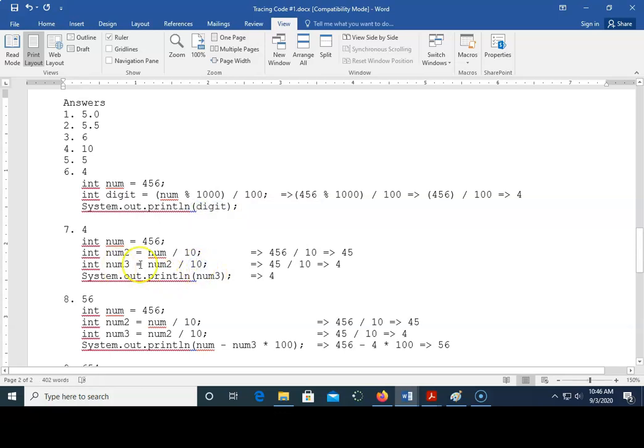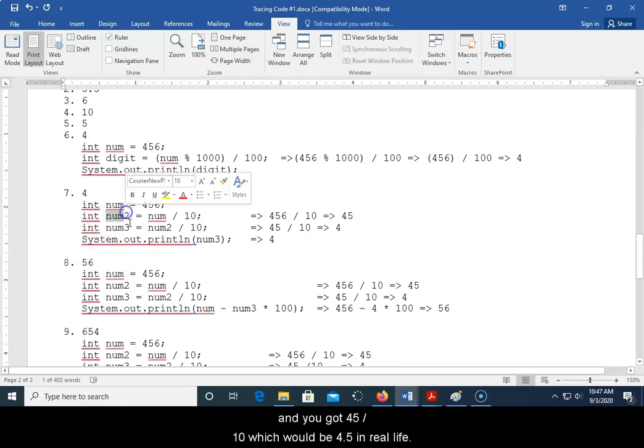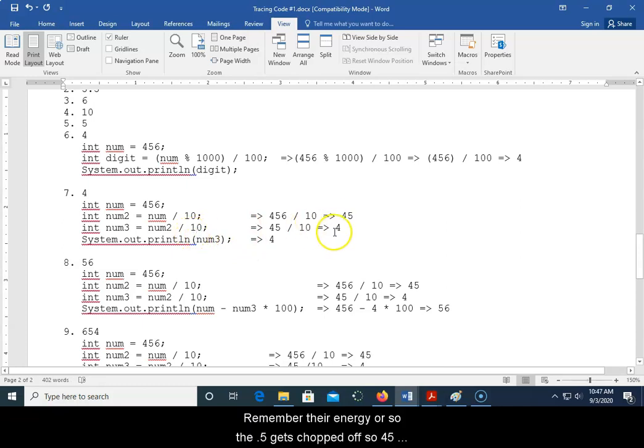Okay. Next up, we've got num is 456. Num2 is 456 divided by 10. So how many times does 10 go into 456? It goes in 45.6, but the 0.6 is chopped off. So you just got 45, so num2 is 45. Then you got 45 divided by 10, which would be 4.5 in real life. But remember, they're integers, so the 0.5 gets chopped off. So 45 divided by 10, because they're integers, is 4. So num3 is 4. Okay.